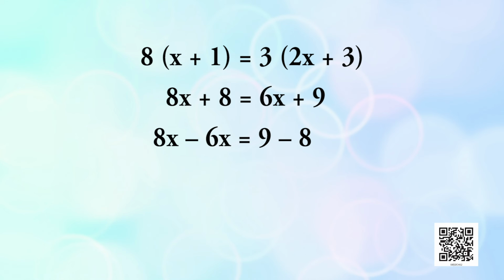That means, by taking the x terms at one side and constants on another side, it becomes 8x - 6x = 9 - 8. That means 2x = 1. Hence, the solution is x = 1/2.